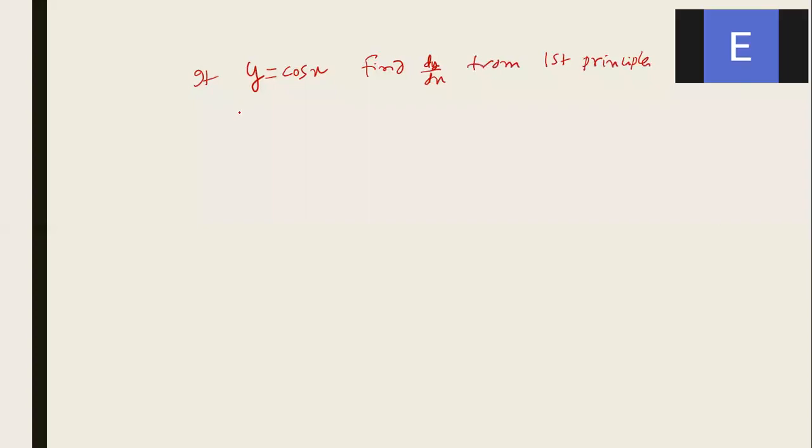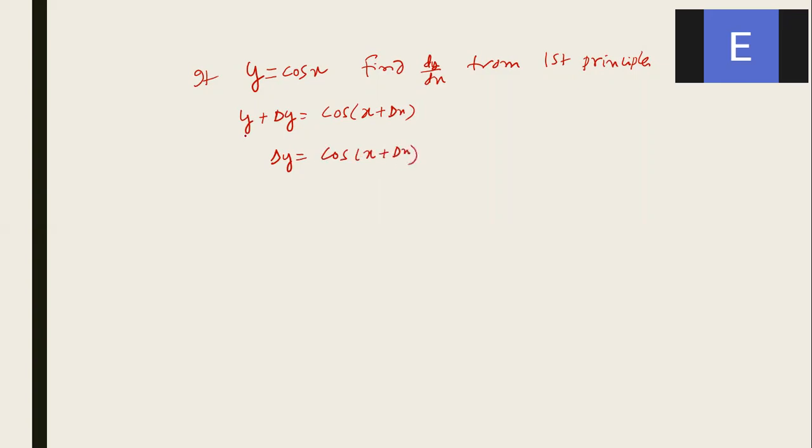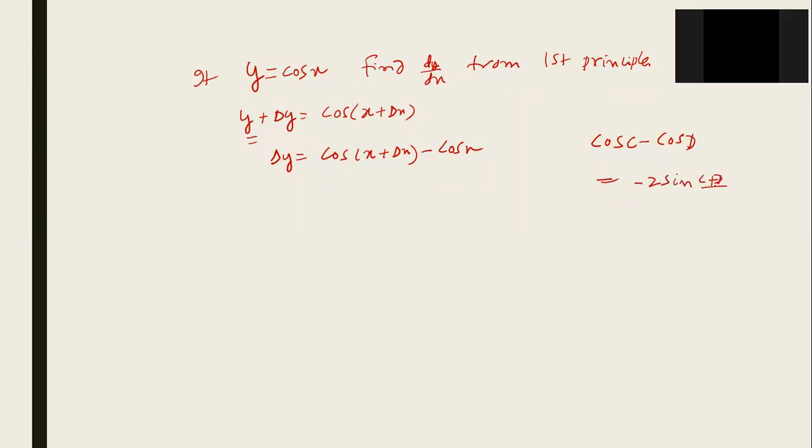Come on, what's the first step? y plus delta y is equal to? Yes, y plus delta y equals cos of x plus delta x. So delta y equals cos of x plus delta x minus cos x. Now there's a formula in your notes, cos c minus cos d. Refer back. It is minus 2 sine of c plus d by 2 times sine of c minus d by 2.